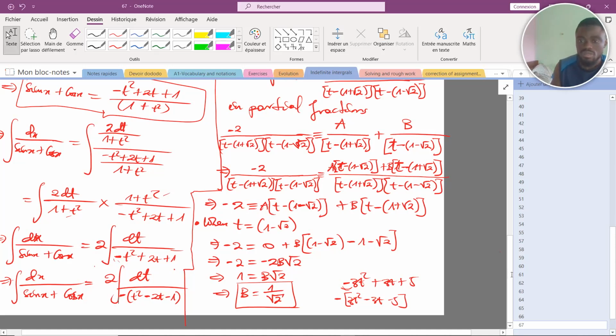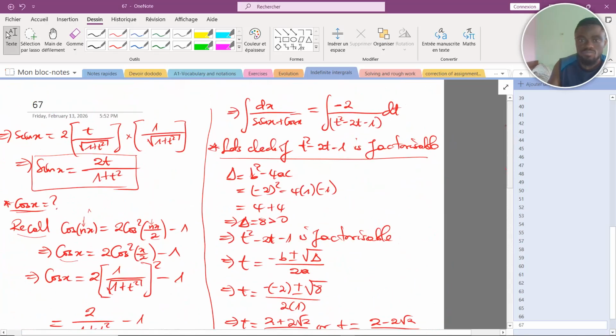Is that okay? Let me go up here. From there, I'll have this integral being equal to minus 2 because there was a 2 outside here. Minus 2. So the minus which was here comes on top, all over t squared minus 2t minus 1 dt. Is that okay? Now, let's check if this under is factorizable. I calculate delta. After calculating delta, I saw that my delta is equal to 8, which is greater than 0.